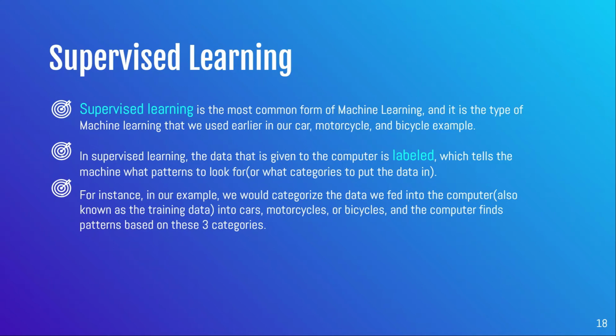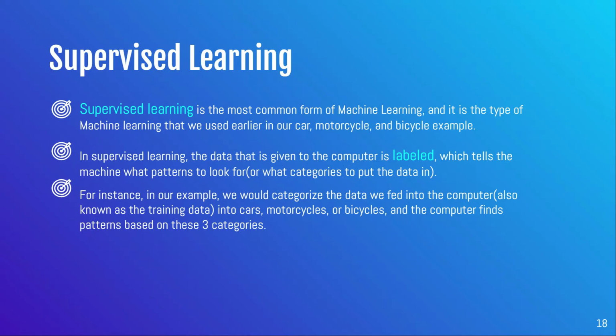Supervised learning is the most common form of machine learning. It's the type that we used earlier in an example of cars, motorcycles, and bicycles. Supervised learning has the data labeled already, which is given to the computer, and it tells the machine what patterns to look for within these different categories. For example, in our example, the computer had the data categorized based on cars, motorcycles, and bicycles, and the computer then learned from these different categories.